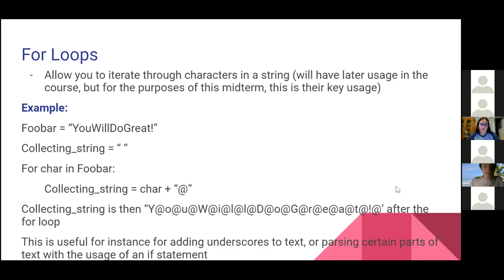But essentially the idea is you're going through each of the characters in here and adding on to collecting string the character and then the at symbol. And we have this string essentially. As I mentioned, there should be a collecting string equals collecting string plus char plus at. This is useful if you want to add underscores to text or you want to parse certain parts of text. So I'm going to go over a few examples of this, because these are also really important.